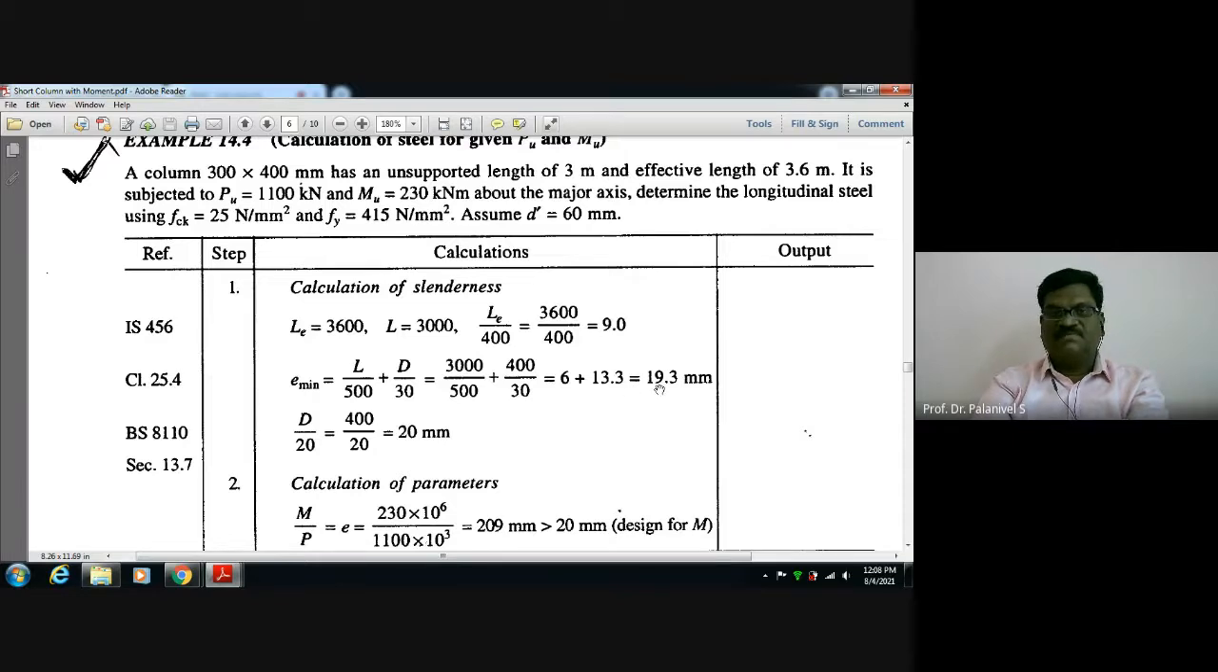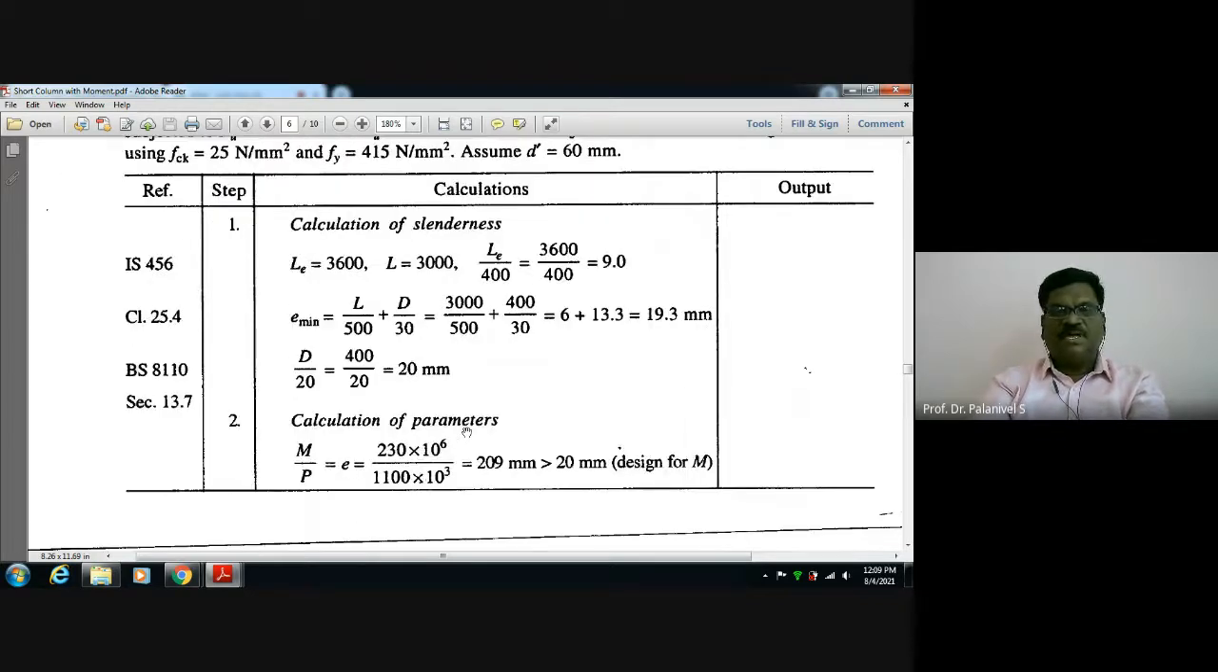Okay, the given column is short, and the accidental eccentricity involved is also within the limit, because the accidental eccentricity should not exceed 5% of the lateral dimension. 5% means 0.05 D. In other words, D by 20, since 1 by 20 is nothing but 0.05. So D by 20 is equal to 400 by 20, which is 20 mm. So this is within the limit, and the design accidental eccentricity will not be involved. That will not cause any moment, because the accidental eccentricity is within the limit of 20 mm.